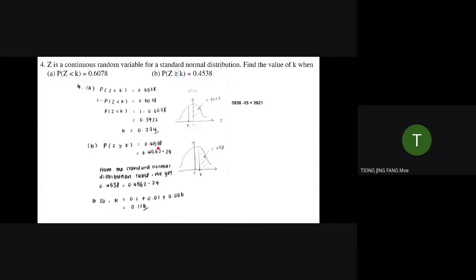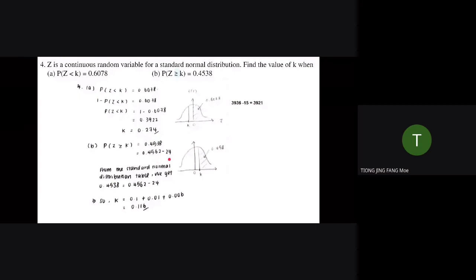And now we need to find the probability. So from the table we get the answer, the same as 0.4538. So K is equal to 0.1 plus 0.01 plus 0.006, and the final answer is 0.116.